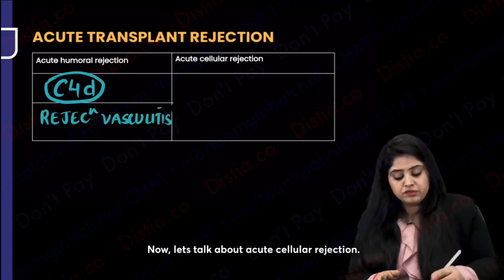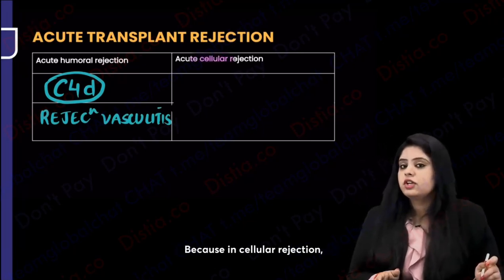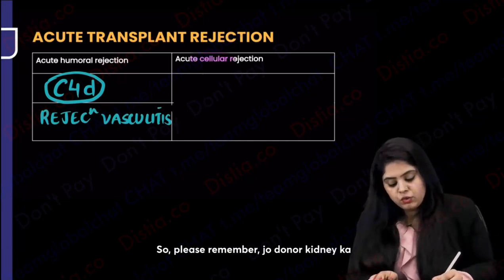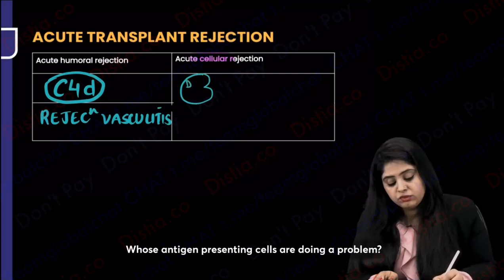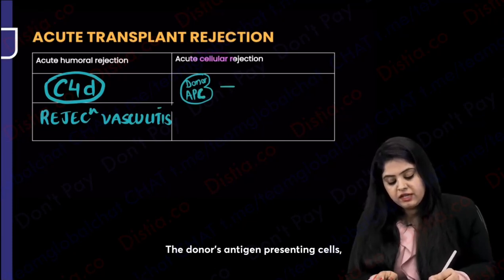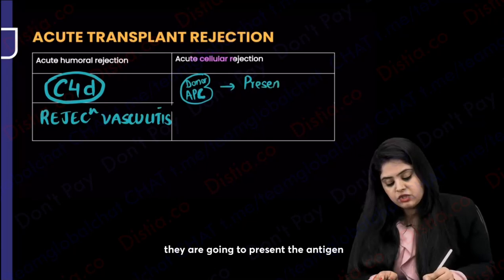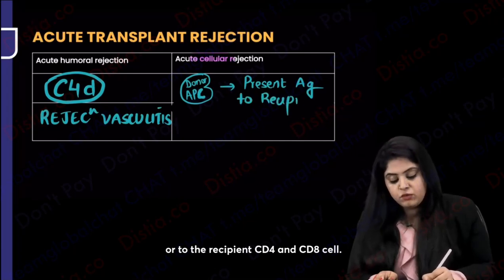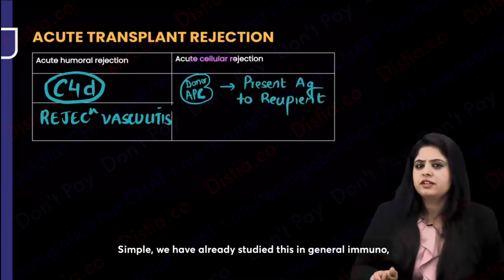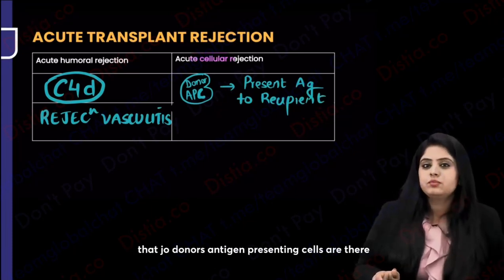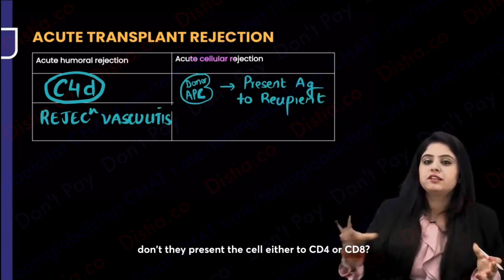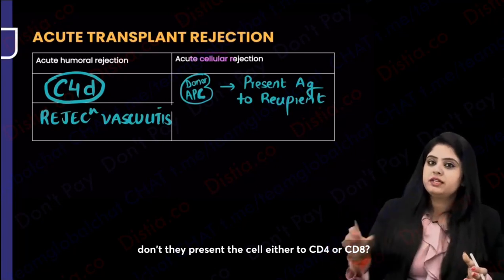Now let's talk about acute cellular rejection, because in cellular rejection, I'm going to talk about cells, CD4, CD8 and all of that. So please remember, the donor kidney's antigen presenting cells are going to present the antigen to my CD4 and CD8 cells, or to the recipient CD4 and CD8 cells. Simple. We've already studied this in general immunology: whatever antigen presenting cells there are, don't they present the antigen either to CD4 or to CD8? Have we studied this? Yes.